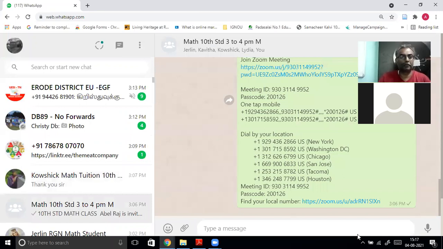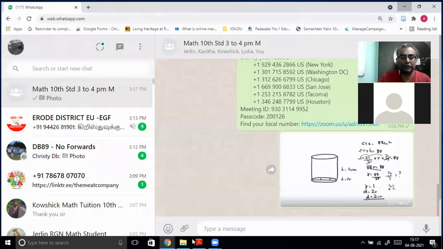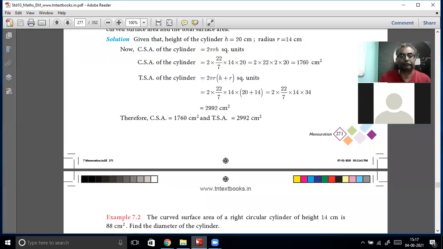So I have pasted this sum inside your WhatsApp so that you can have a look at it also. Have you received it in your WhatsApp? I think you have. Okay, that is example 7.2.